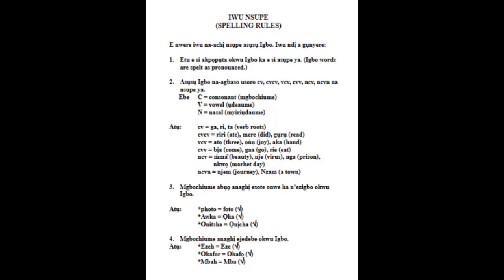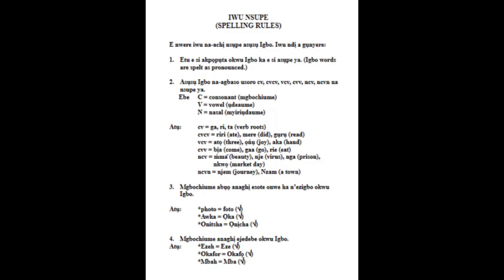We also have NCVN. N is the nasal, C consonant, V vowel, N again the nasal. So in an Igbo word you could have two nasals, two Nyirudaumes, at the beginning or at the end. That is before a consonant or after a vowel.